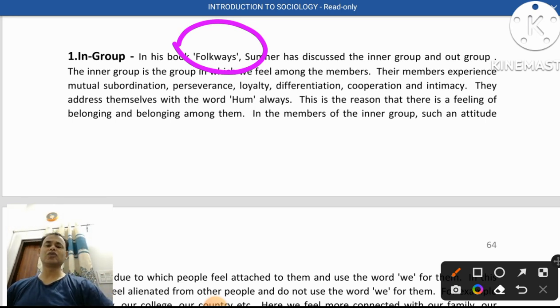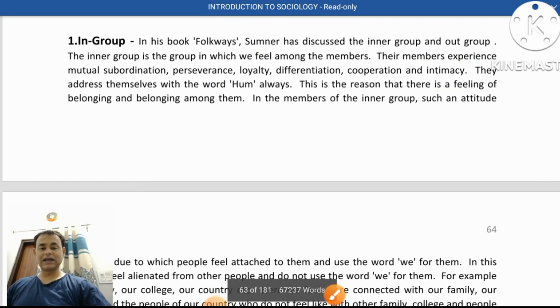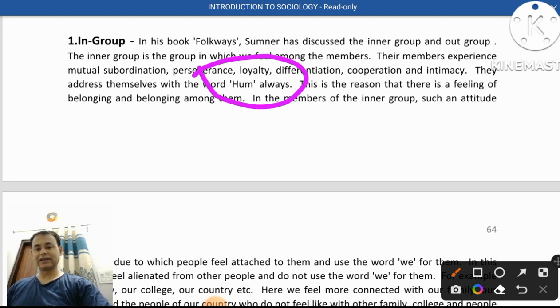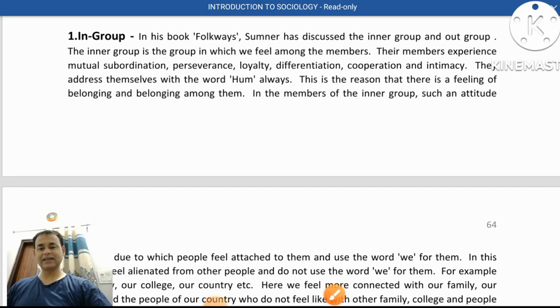The in-group is the group in which the members feel that this is our own group, and its members experience mutual subordination, perseverance, loyalty, differentiation, cooperation and intimacy. They address themselves with the word we. They have a we feeling in that group. Understand?